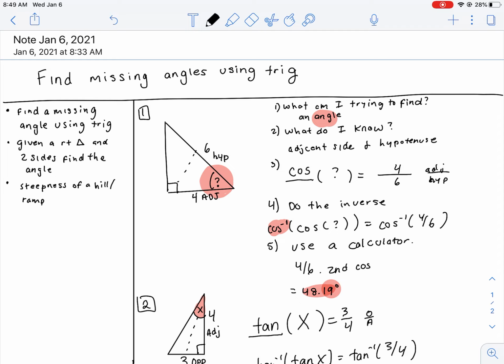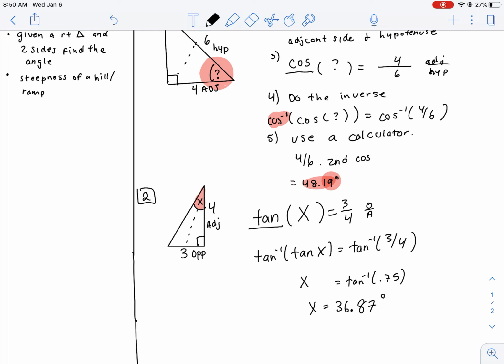So the first thing you want to do is change the fraction into a decimal. So divide 4 and 6. Then, to tell the calculator to find the angle for this ratio, you want to use the second button and then press the trig function that you want. So in our case, second cosine. And that will get you 48.19. Now, that seems like a lot of steps, but that's because I wanted to walk you through the basic concept.